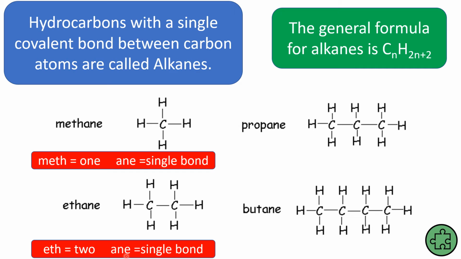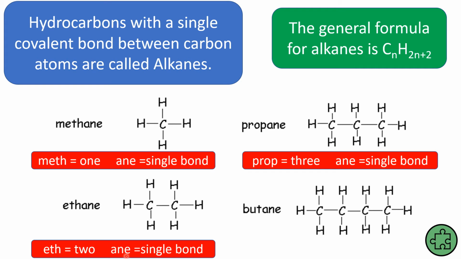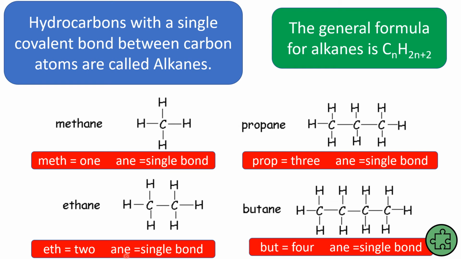For propane, prop means 3 carbons, and ane means they're single bonds. So you should be able to draw these by recognizing the names are telling you how many carbons you've got, and then you work out how many hydrogens you should have. Butane means 4, and then of course the ane at the end means a single bond.